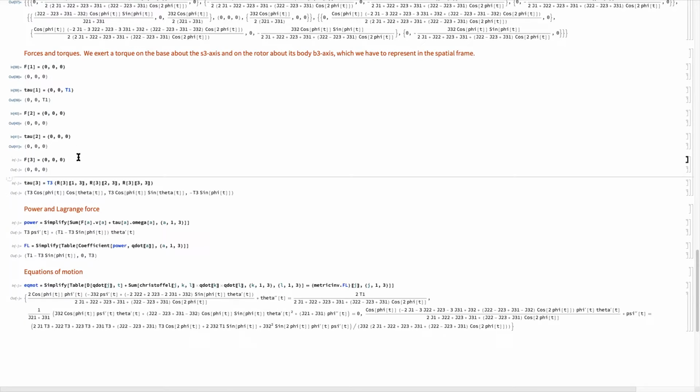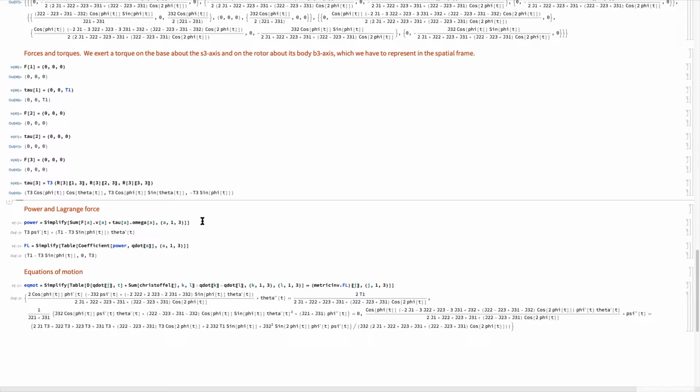And then there's no force on body three, but there's a torque. The torque is about the body three, B3 axis. But I need torques and forces to be applied about spatial axes, not body axes. So I have to convert the B3 axis into the spatial axis. The way you do that is you multiply the vector B3, which is 0, 0, 1, by the matrix R3. What you get is just the first row of the R3 matrix.